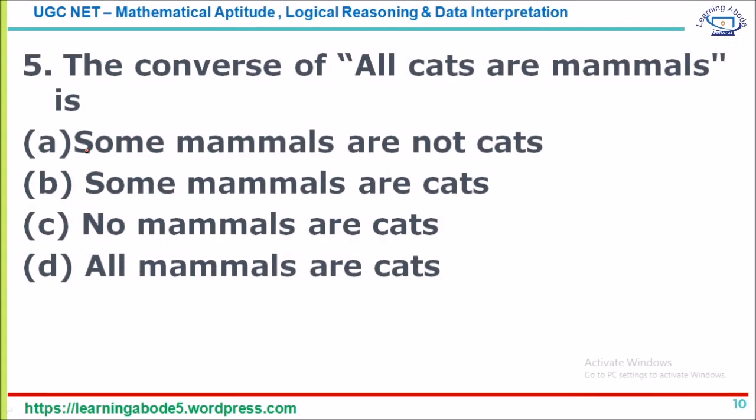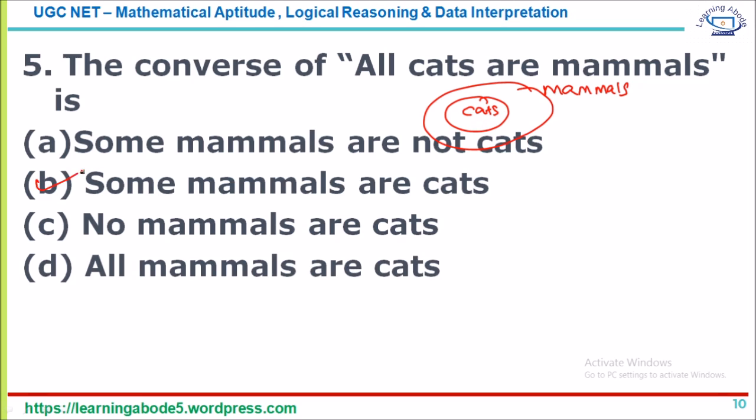Question number 5. The converse of all cats are mammals. Okay, so all cats are mammals. This is the statement, right? Now what is a converse? Converse is, you can say, a subalternate argument. So from this, what can you say? You can say some mammals. Among these mammals, some mammals are cats. So not all mammals, but some of them are cats. That is the converse or the subalternate argument.